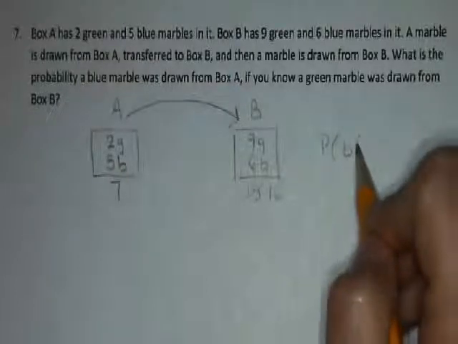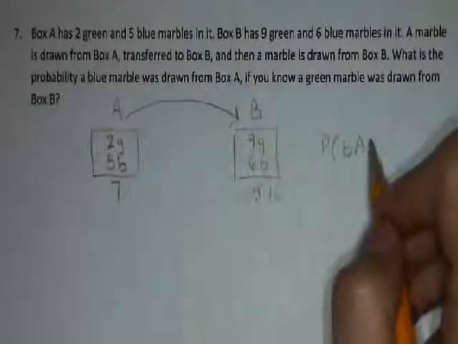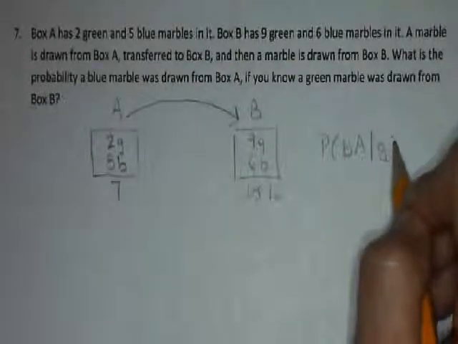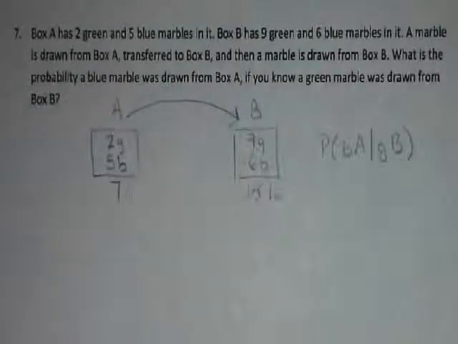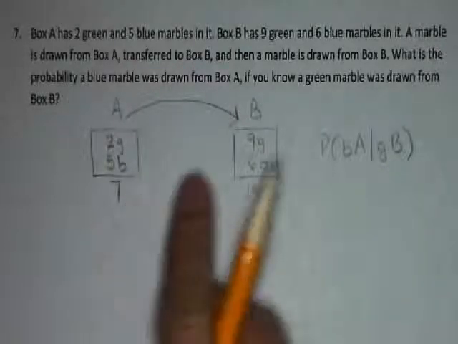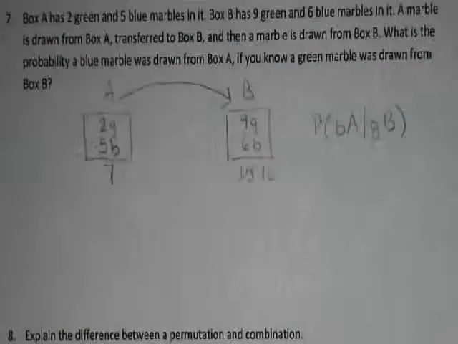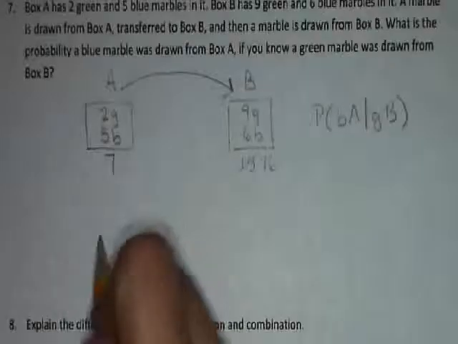So I'll write that as the probability of B from A given green from B. Now remember, when it's written like this, the green from B is the thing that we're assuming happens first. Since the actual order of this is reversed, we need to use Bayes' theorem to figure out the answer. So let me start by setting up my tree now.